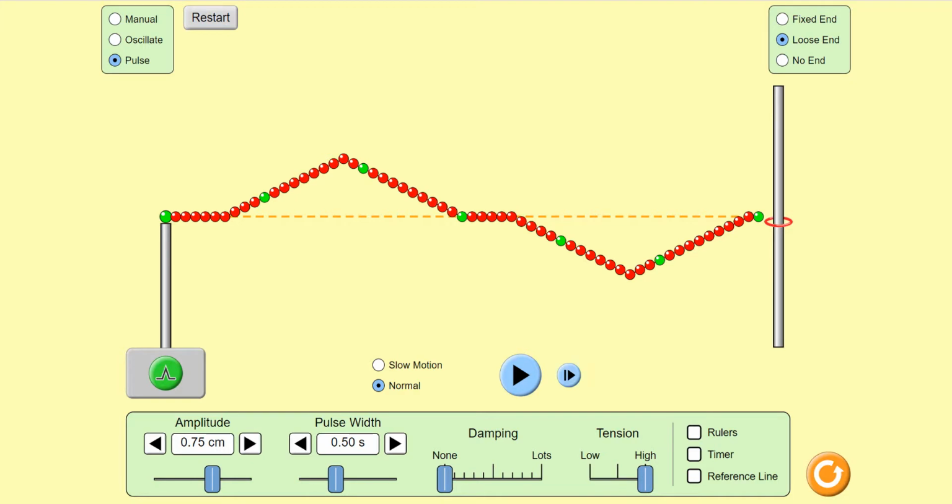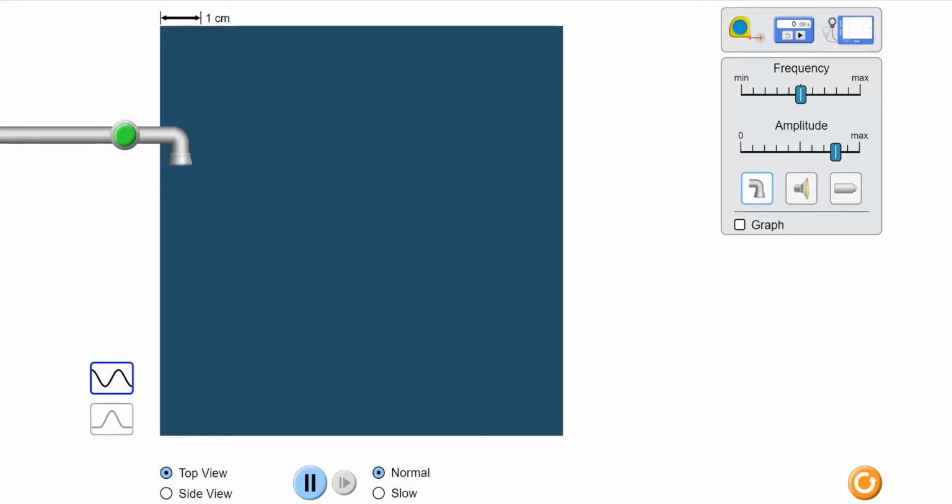We see what happens at a fixed end and a loose end. At a fixed end, there is some reflection. Top goes to the bottom. At a loose end, there is no reflection. What we're going to switch over to is yet another simulation. This is on wave interference.